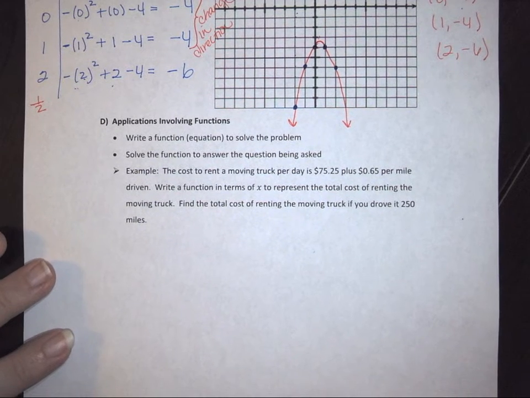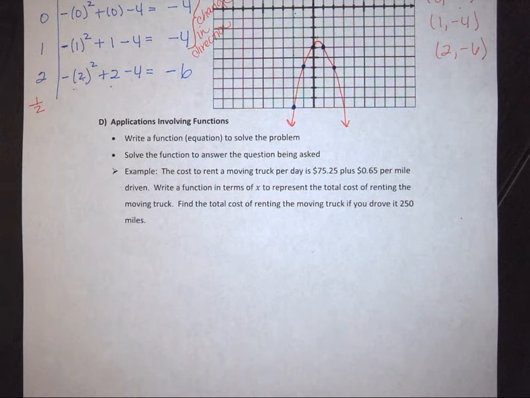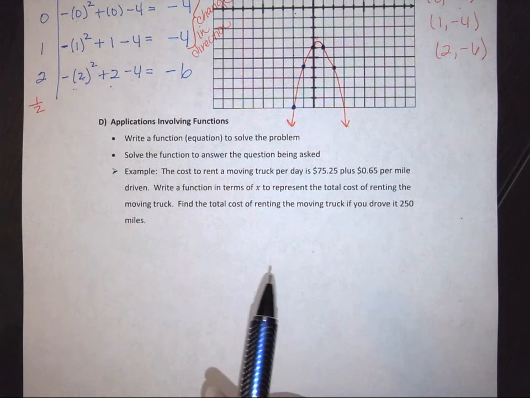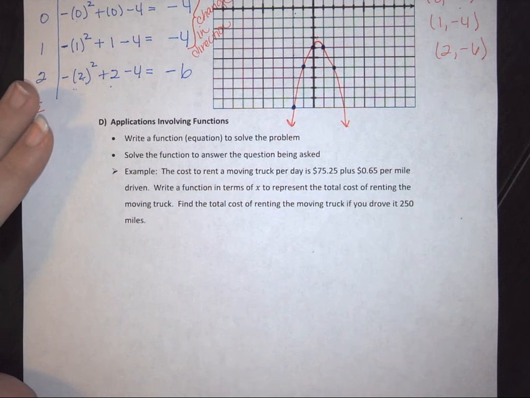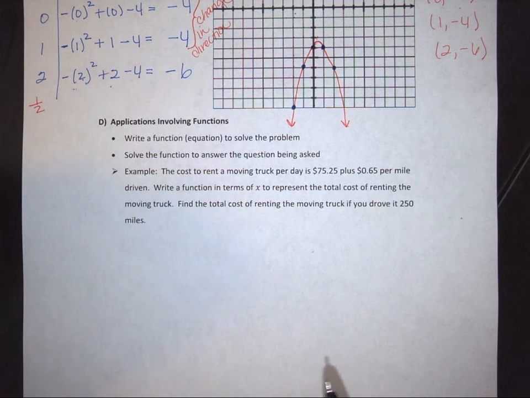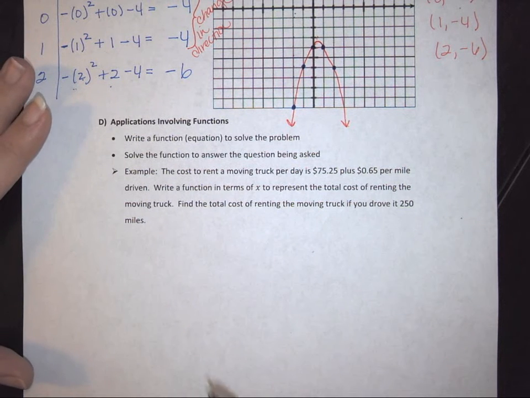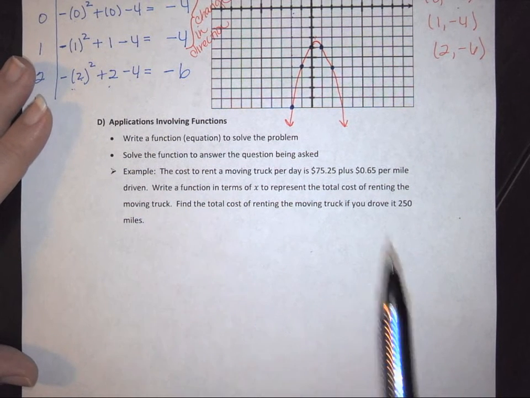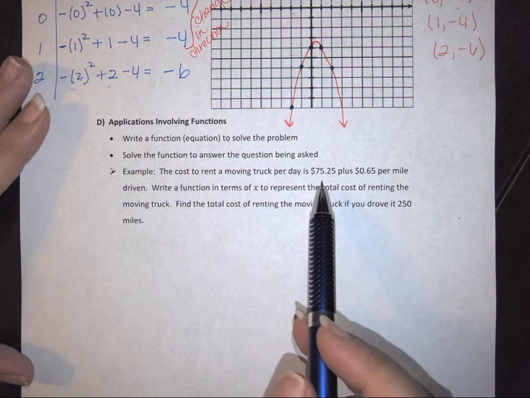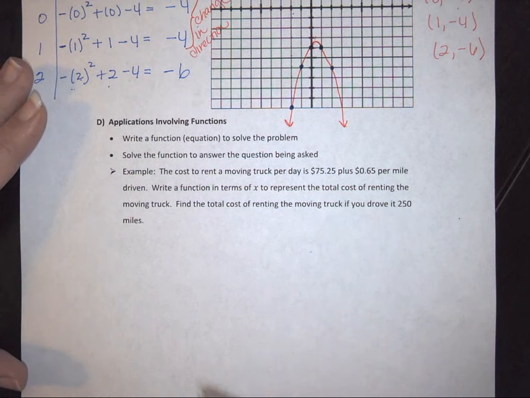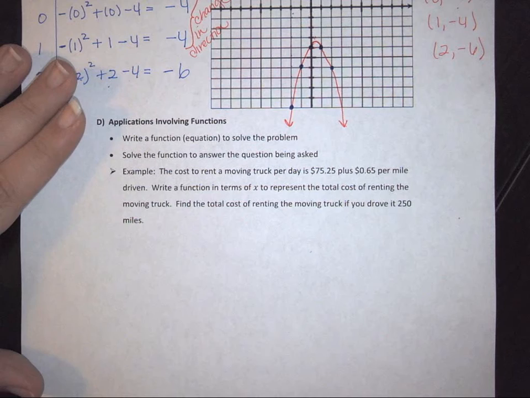Now the last thing that we have is this application here. And with all of these, what you need to know about them is that you will usually not be given the formula unless it's a very in-depth application. And so here, you have to be able to create the formula that you need to solve your problem. So we have that the cost to rent a moving truck per day is $75.25 plus 65 cents per mile.